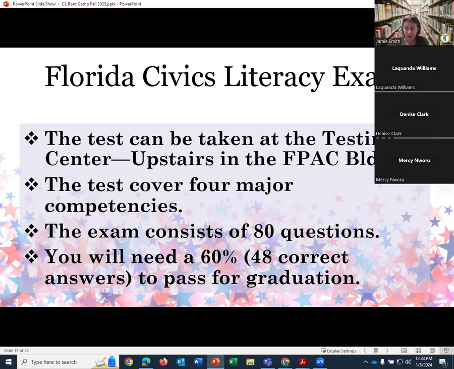I think the best time to take it is when you're in one of these classes, because it helps you. The knowledge is right there in your head and you remember it, rather than waiting till the end, before you graduate, because you have to do this before you graduate if it's required. You have 80 questions, you only need 60%, which is 48 correct.